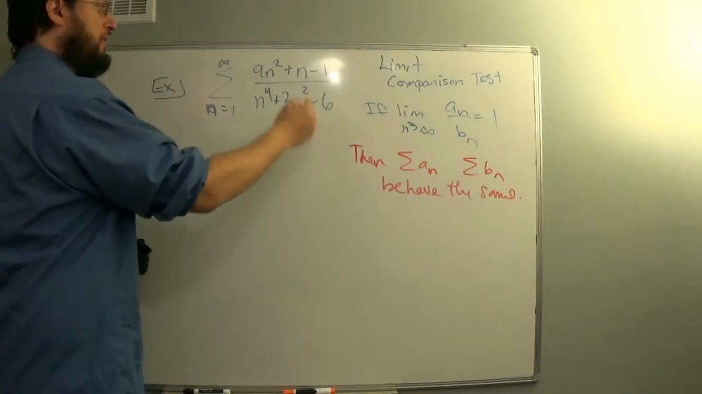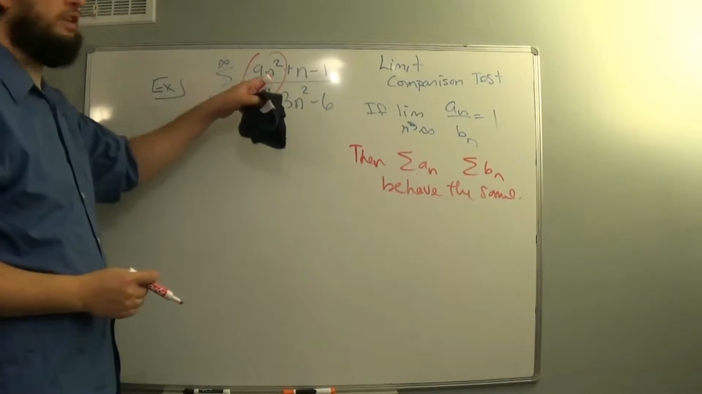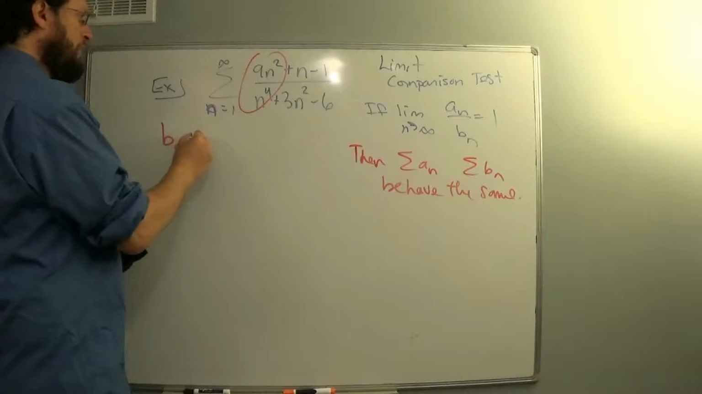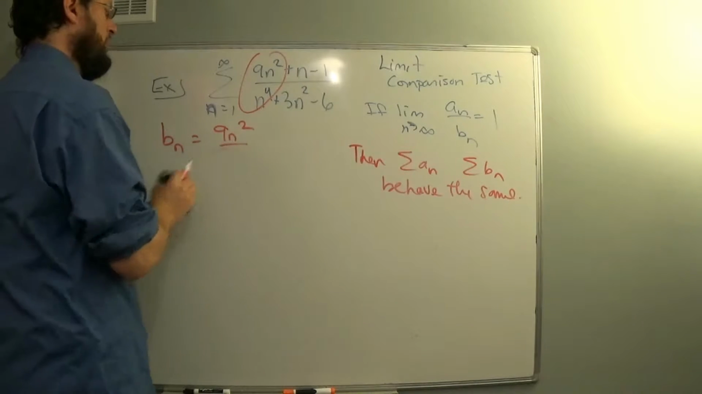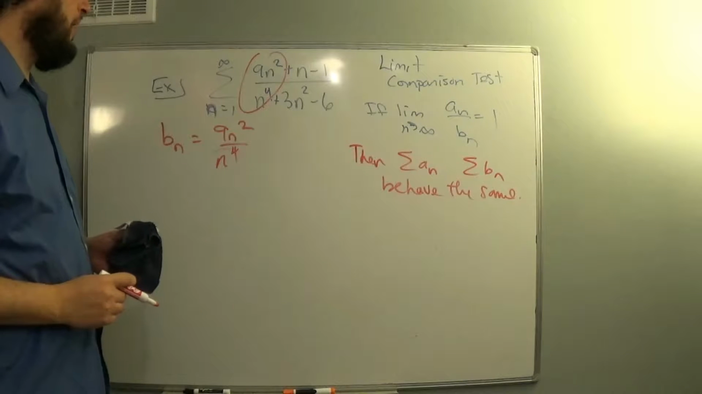If I'd like to say what this behaves like, well, it probably should behave like the series which has the largest degree terms in the top and the bottom. So we're going to let bn be 9n squared over n to the fourth, the largest degree in the top and the bottom.